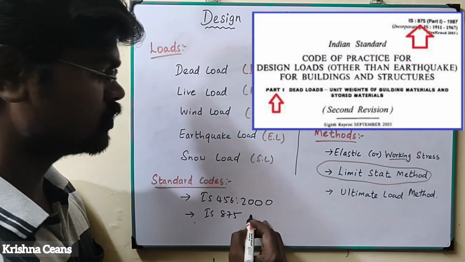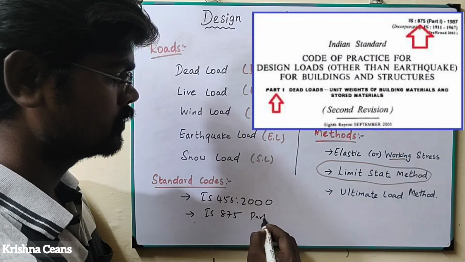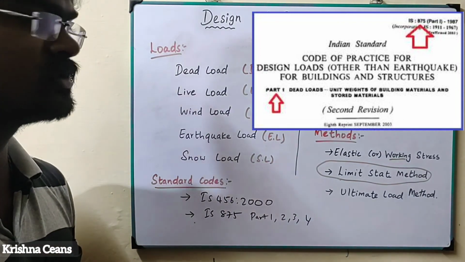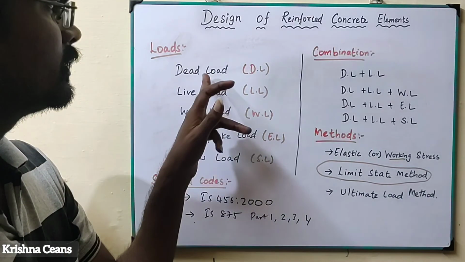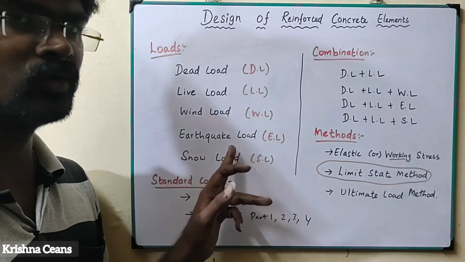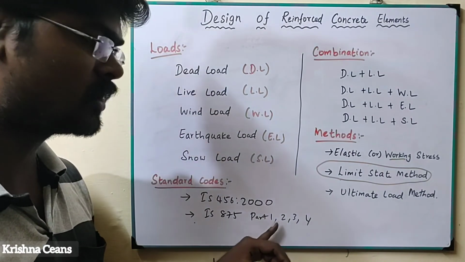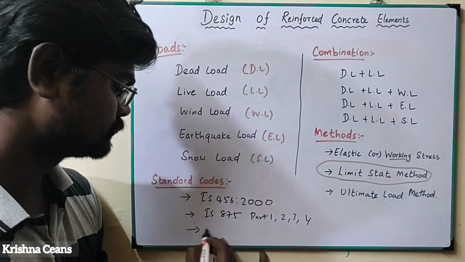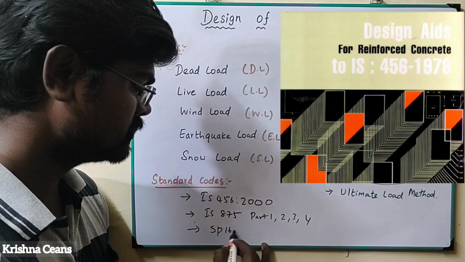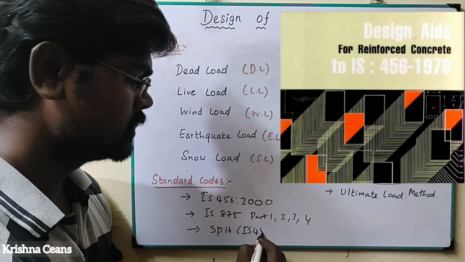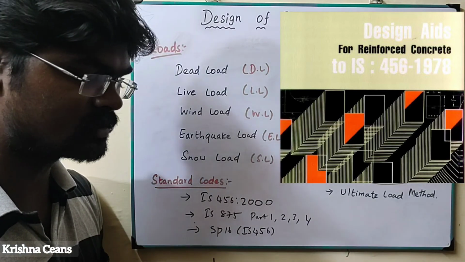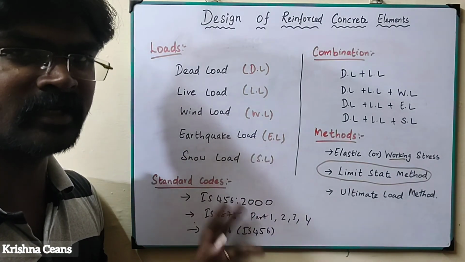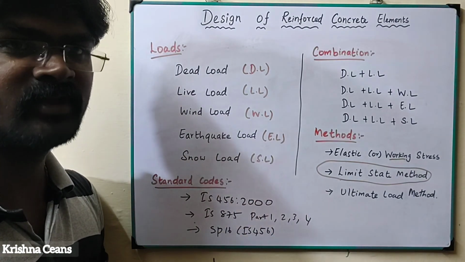This code has part 1, part 2, part 3, part 4 and so on. Each part gives the loads: dead load, live load, wind load, earthquake load and snow load. Then there is special publication SP16 for IS 456. Some solved or standardized problems are available in SP16. These are the major standard codes we use for the design of the elements.